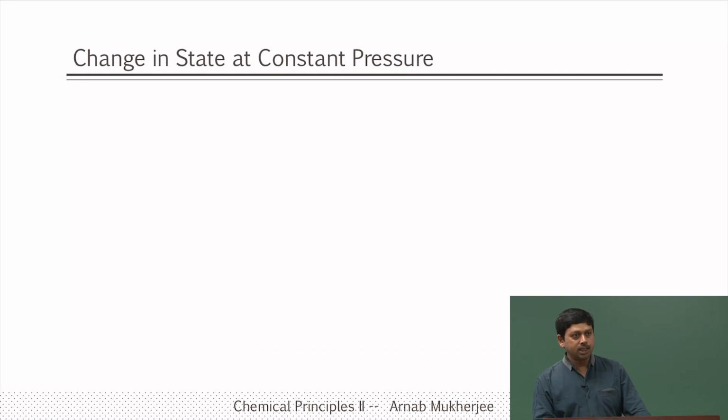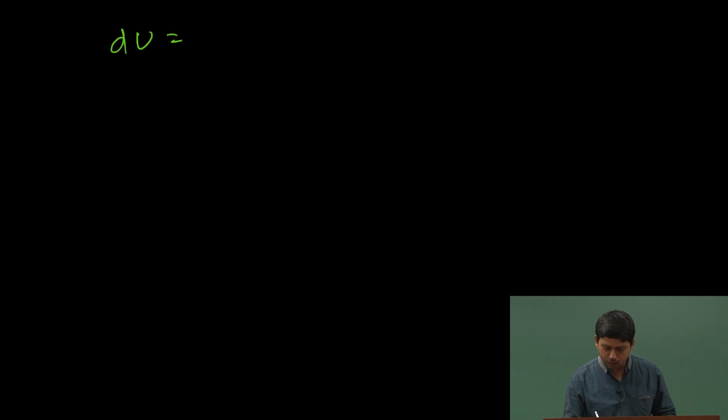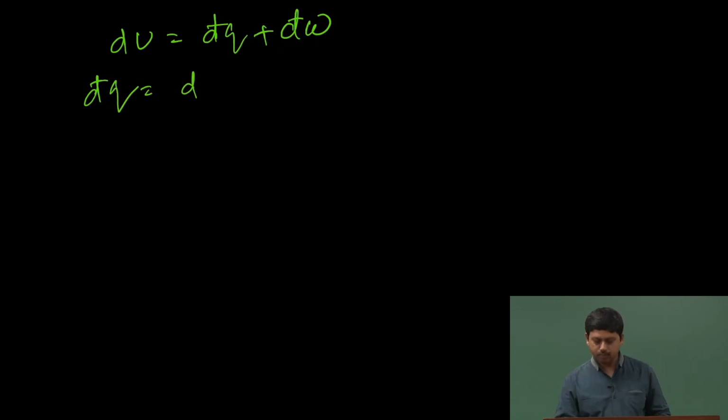Now, we are going to talk about change at a constant pressure. We have dU equal to dq plus dw, and we write dq equal to dU minus dw, and then we can say that there is a change in the internal energy, right.